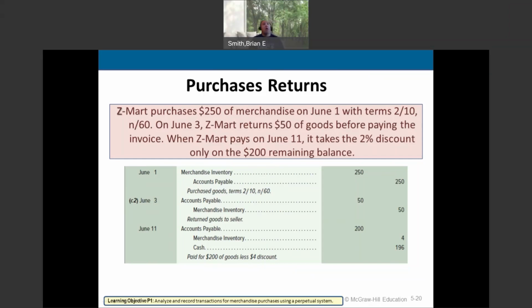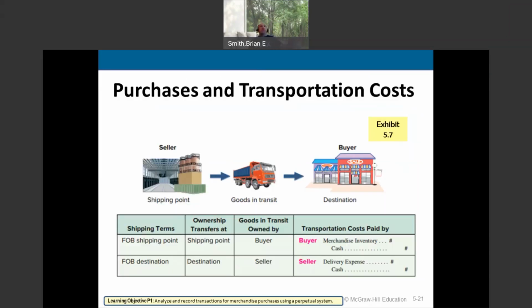Okay. All right. There's other aspects that we have to factor into our inventory in this situation, and that is transportation costs. Transportation costs are costs that a company will incur to get merchandise from one place to another. In this case, we have two: FOB shipping point and FOB destination.